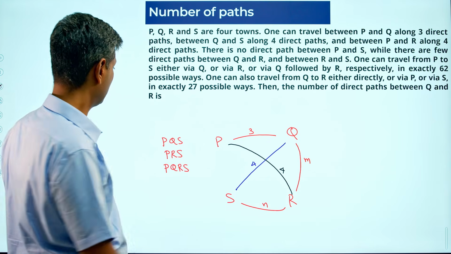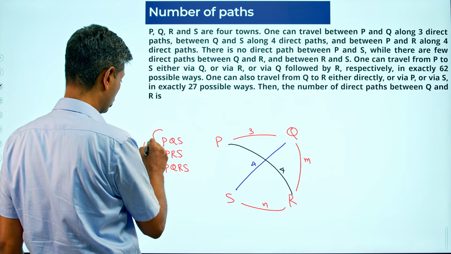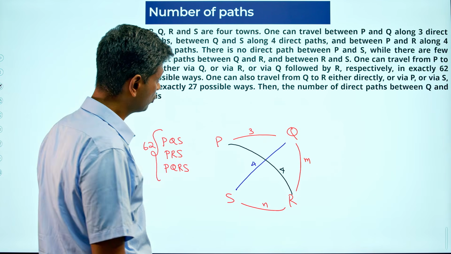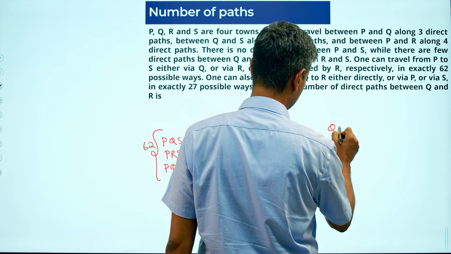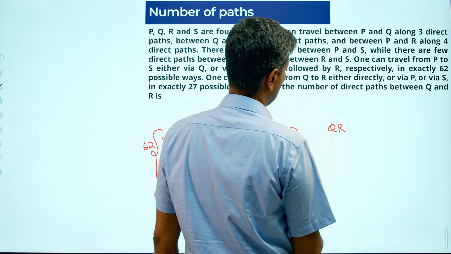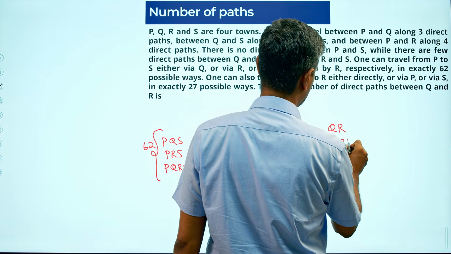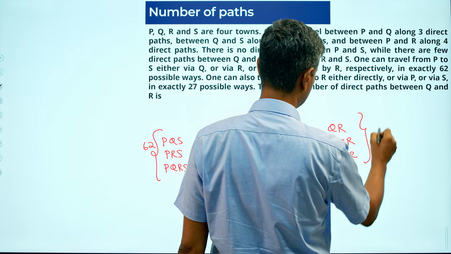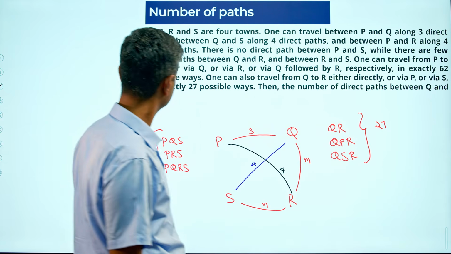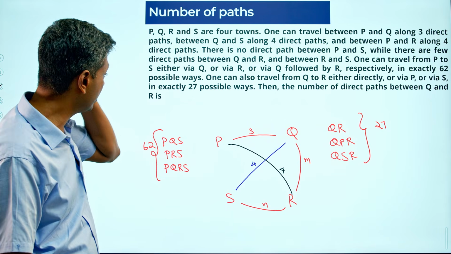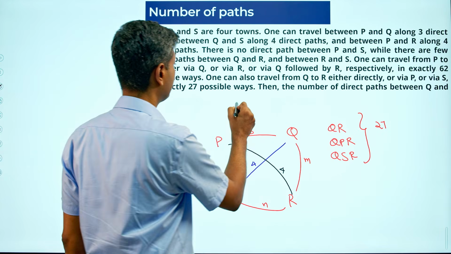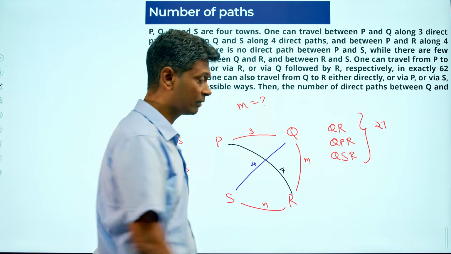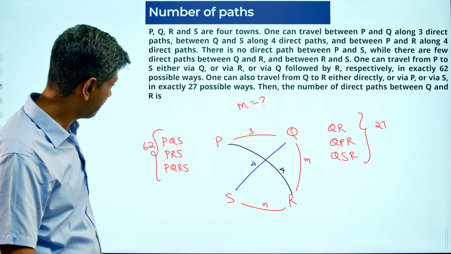So all of these routes put together are 62 different ways. One can also travel from Q to R either directly, QR, or via P, QPR, or via S, QSR, adding up to exactly 27 ways. Then the number of direct paths between Q and R, we need to find M. And M and N are integers.